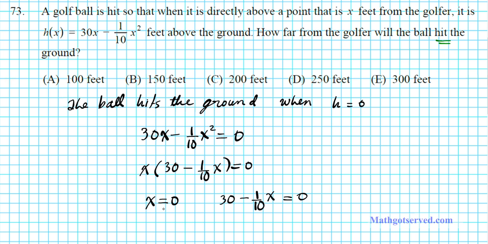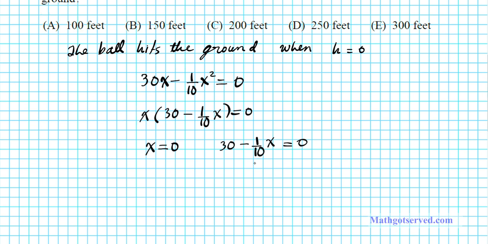This is already solved, but what does this mean? It means that initially the ball was 0 feet away from the golfer when it was on the ground. That's before it hit it. And also another distance in the future, that's when the ball hits the ground again. So what is that distance? That's what we want to solve for. Okay, so let's go ahead and focus on this equation. This is of no consequence here.